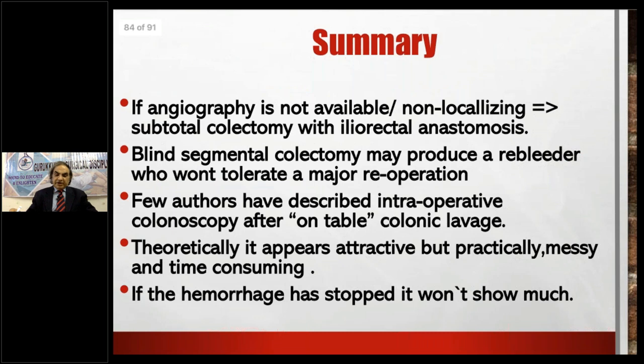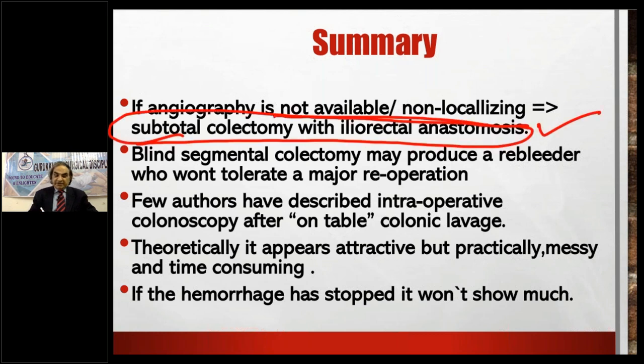Summary: if angiography is not available or non-localizing, you don't have a choice. Do you have a choice, friend? You can't localize, but that doesn't mean you won't do anything. Subtotal colectomy with ileorectal anastomosis is the answer. Blind segmental colectomy may produce a rebleeder who won't tolerate a major reoperation.